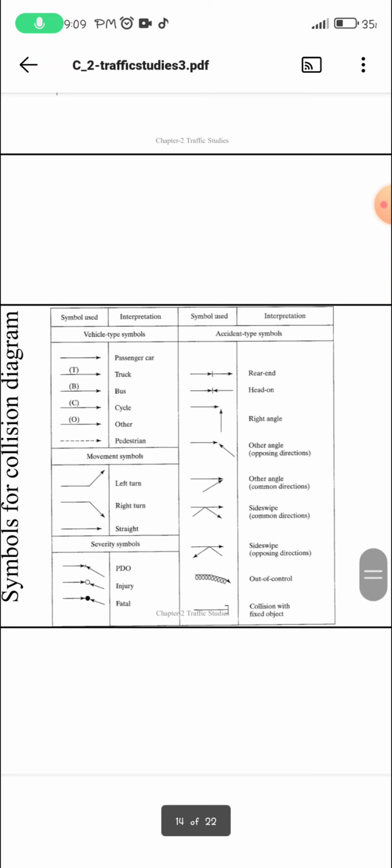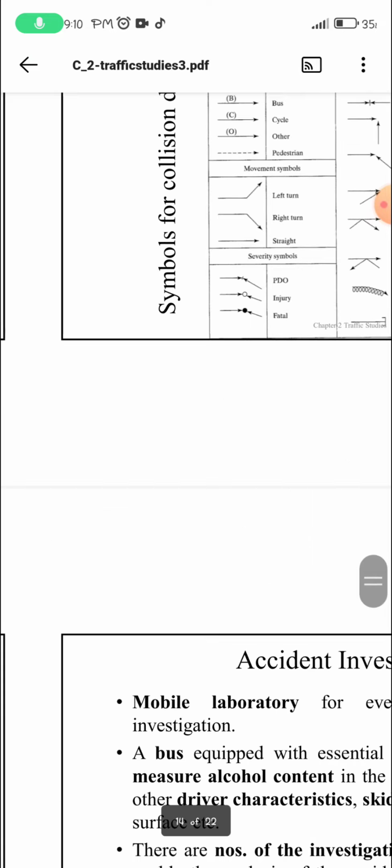Passenger car, truck, bus, cycle, pedestrian, left turn, right turn, straight, PDO, injury, fatal, rear end, head on, right angle, other angle, opposing direction, common direction, side swipe, out of control, collision with fixed object.